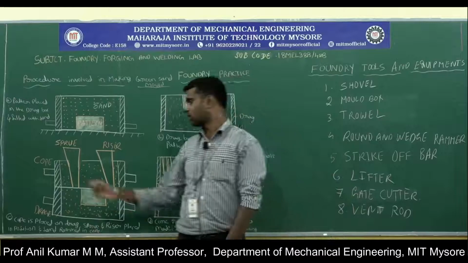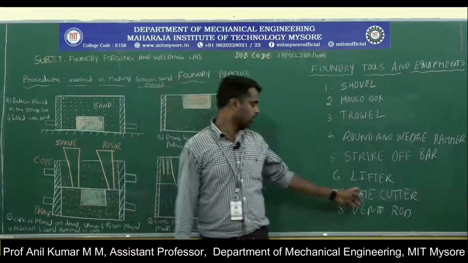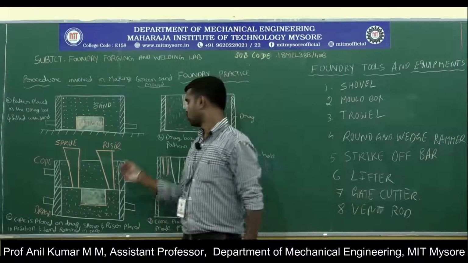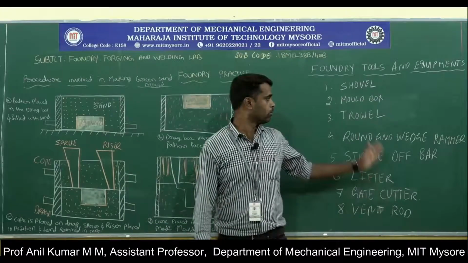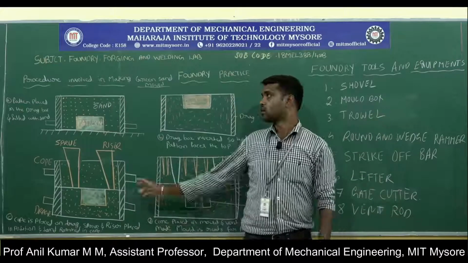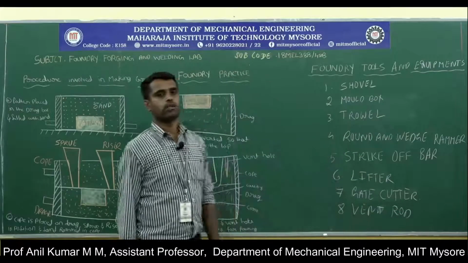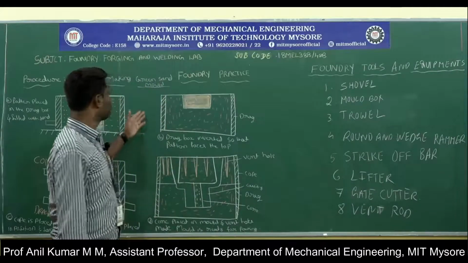The gate cutter is used to cut the gate in the mold. Vent rods are used for piercing small holes, or vent holes, in the cope. Okay, these are the commonly used tools in the green sand mold. Now I will demonstrate how the green sand mold is prepared.